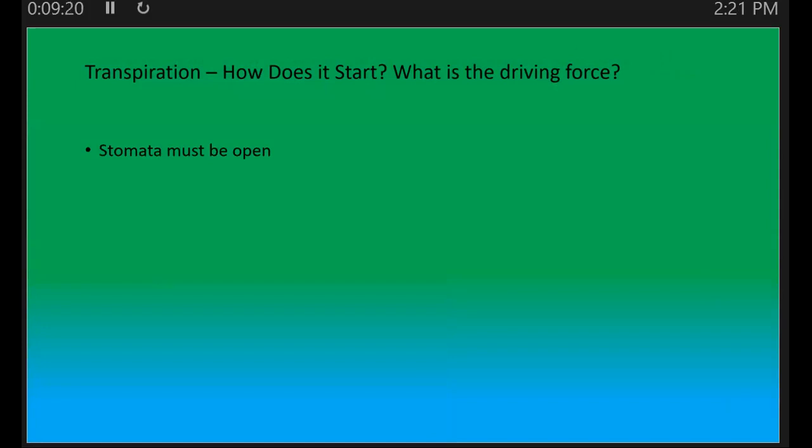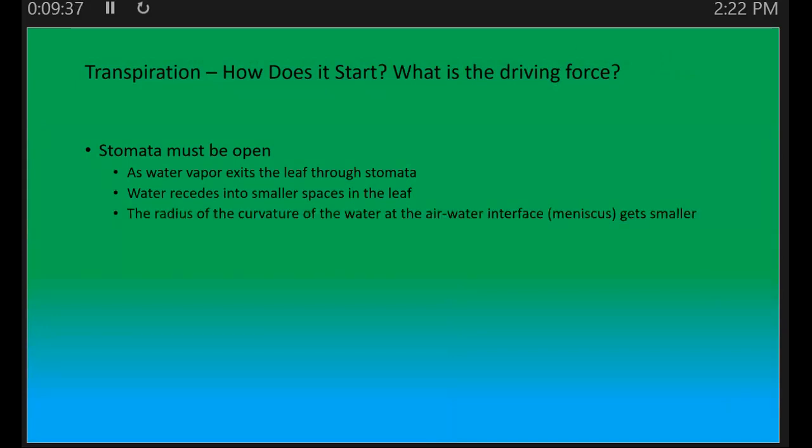All right. So basically what we see, you've got to have the stomata open. Otherwise this just won't happen. There will be no tension generated without the stomata being open. And so then the water vapor gets out of the leaf, and the liquid water starts to recede into smaller spaces. That causes the radius of curvature of the air-water interface, the meniscus, to get smaller and smaller. And if you put that into the equation, it generates a really negative number, which means it's a good, strong tension, or negative pressure.